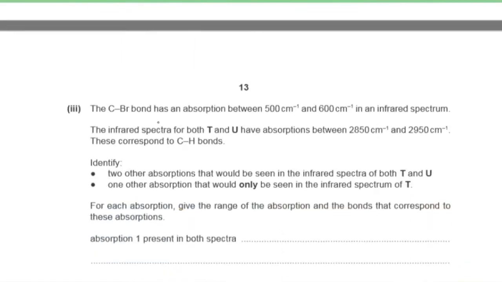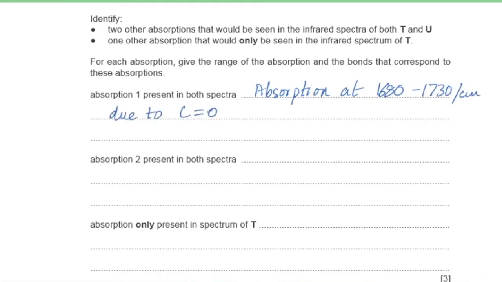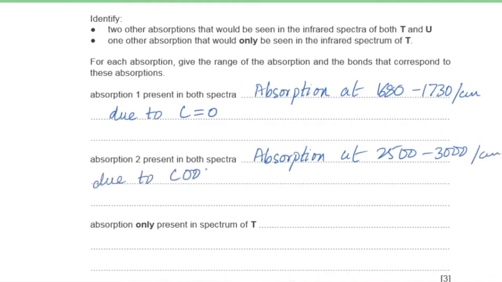So we can write that both T and U will have a peak at 1680 to 1730 per centimeter due to the C=O double bond, and they both have got carboxylic acid groups, so they both will have absorptions at 2500 to 3000 per centimeter due to the carboxylic acid group.